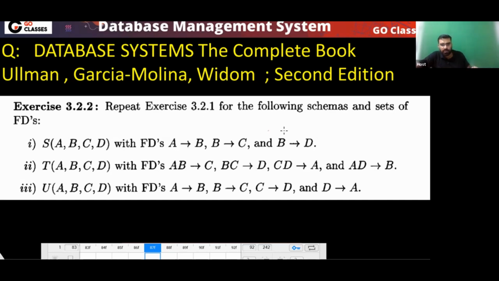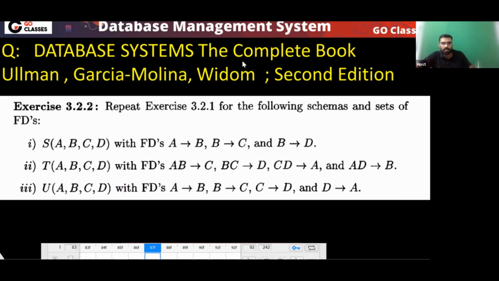For every question, what is the first thing you have to find? The first thing is the number of non-trivial FDs with a single attribute on the RHS. The second you have to find is candidate keys. The third you have to find is the number of super keys which are not keys. So 3 things you have to find. Is this clear? For every question, you have to find 3 things.